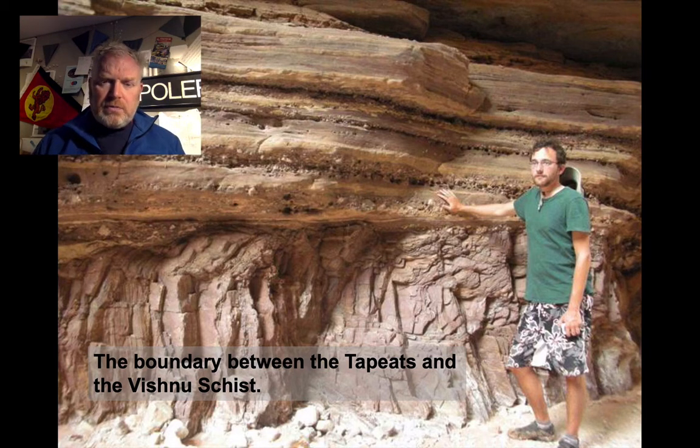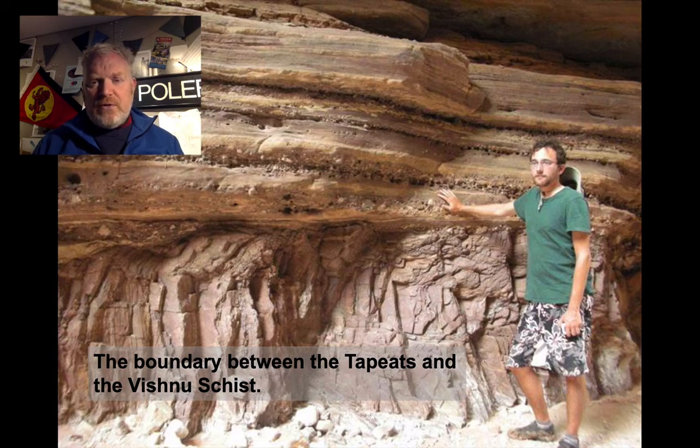More importantly, though, there must be a massive gap in time between these two units of rock because of the way they form. Vishnu schist is a regional metamorphic rock. It's been formed at depth in the crust, maybe 15 kilometres down. The Tapeats, though, is a sedimentary rock. That was formed at the surface. Those two rocks could not have been together when the Vishnu schist was metamorphosed. If it was, the Tapeats would also be metamorphosed. So that Vishnu schist must be much, much older than the Tapeats.